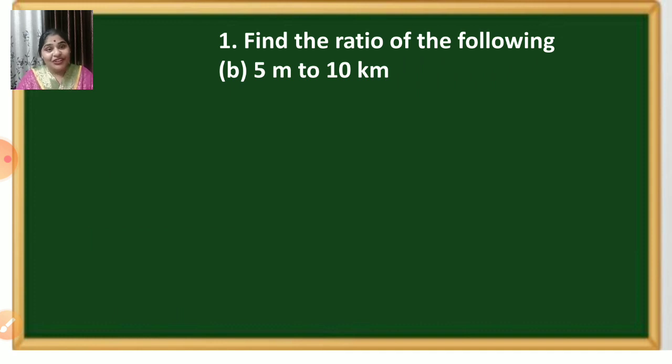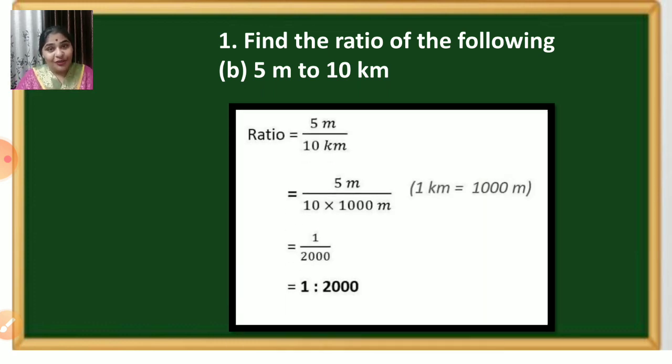That is again, find the ratio of 5 meters to 10 kilometers. Now if you observe the two quantities, they are not in the same unit. One is in meters and another one is in kilometers. So you have to bring both the quantities into the same unit, children. So what we will do is, we know 1 kilometer equals 1000 meters, right? So 10 kilometers equals how much, children? Right, 10,000.